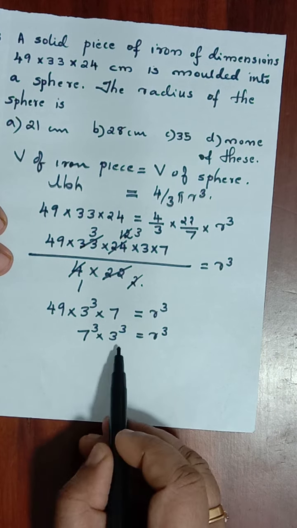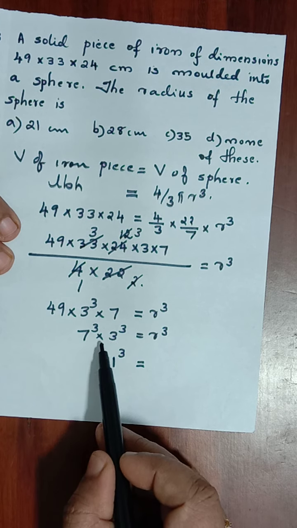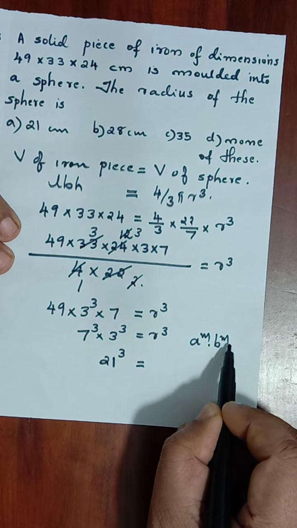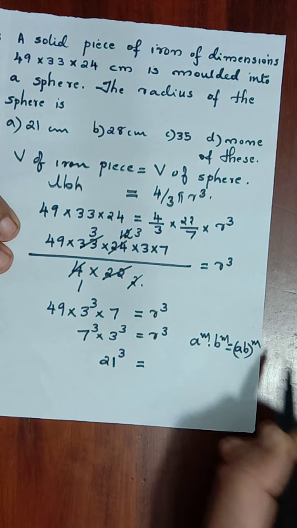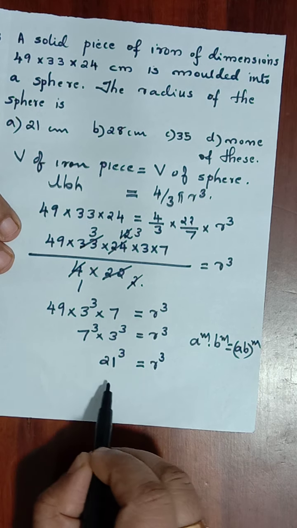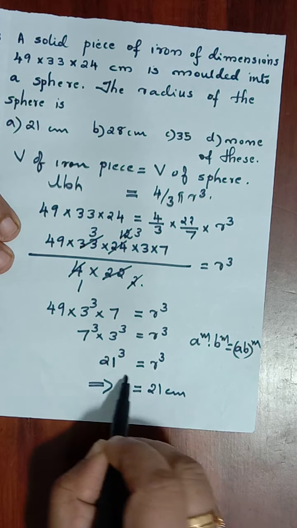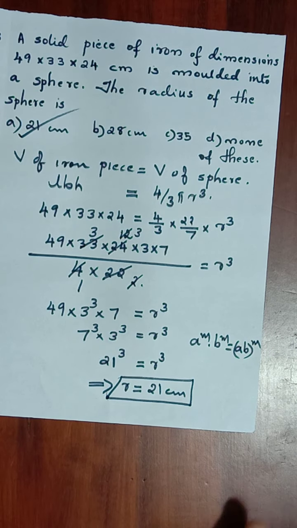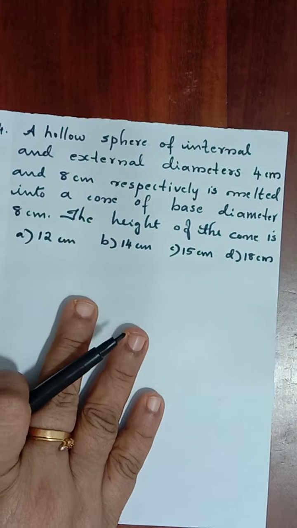So 7 3s are 21 cube. It is like a raised to m into b raised to m. Do you remember? ab whole raised to m. This is how we can take it. So 21 to the power 3 equals r cube. Therefore, this implies r is equal to 21 centimeter. So our answer A, it is 21 centimeter. Now question number 14.